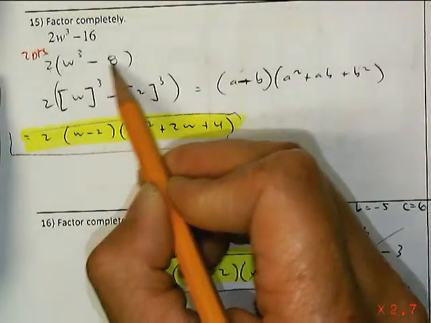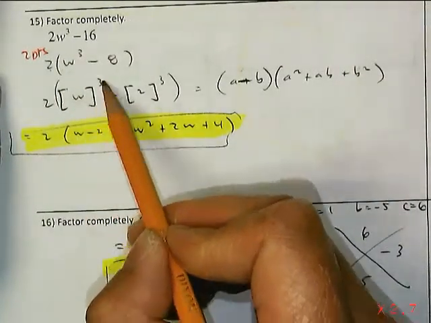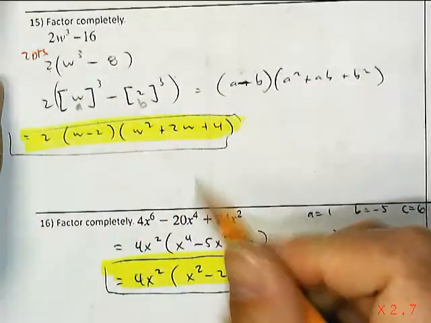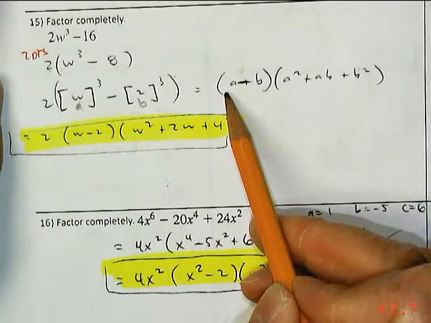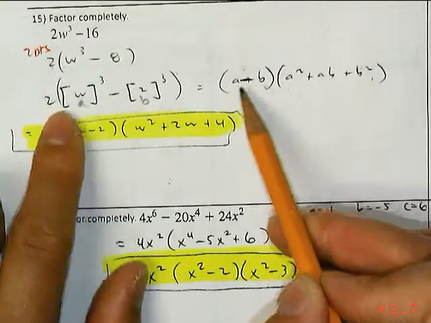W to the third minus 8 you should recognize is a difference of cubes: W to the third power and 2 to the third power. So my A value is W and my B value is 2. Here's your equation: A minus B times the quantity A squared plus AB plus B squared, and you just do your substitutions.